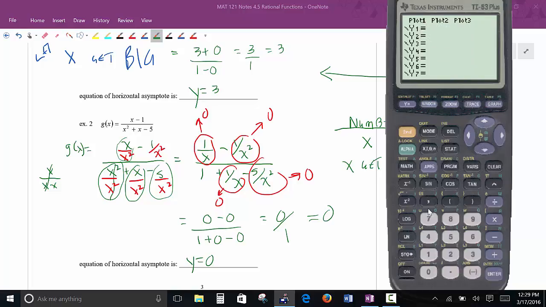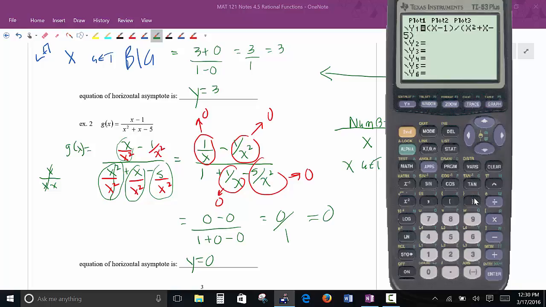Okay, so I'm going to put in the function. I'm going to put in x minus 1, like this. Then I'm going to divide by, and make sure you have a parenthesis around that. Always have that, general rule of thumb. Then the bottom is going to be x squared plus x minus 5. Like that.